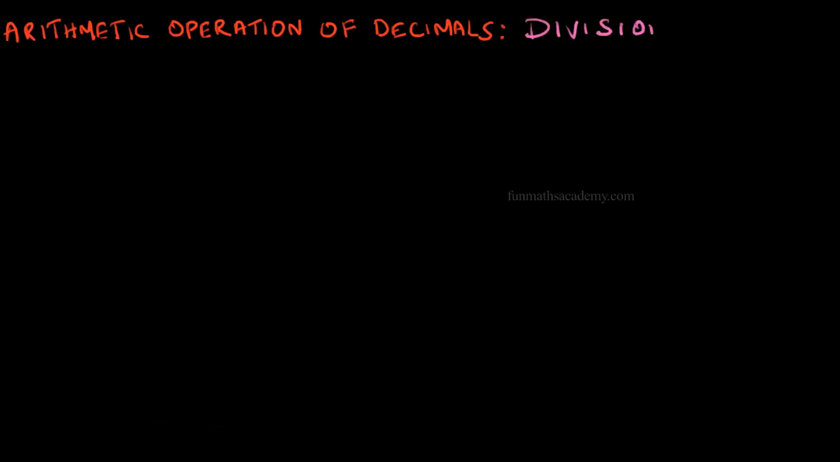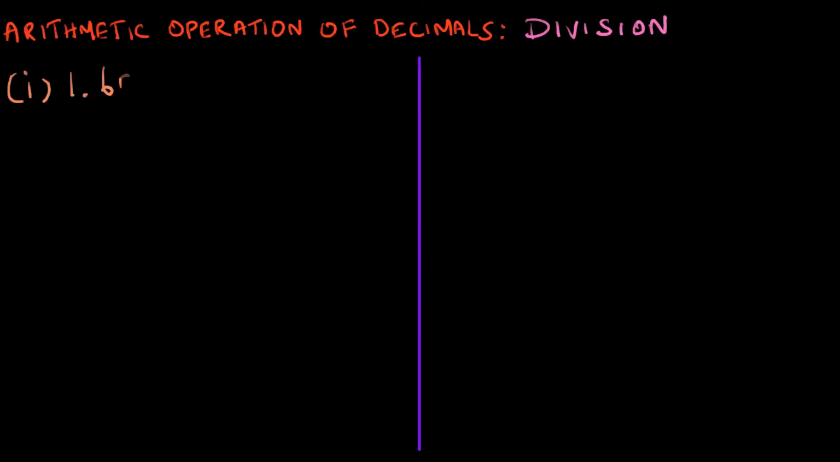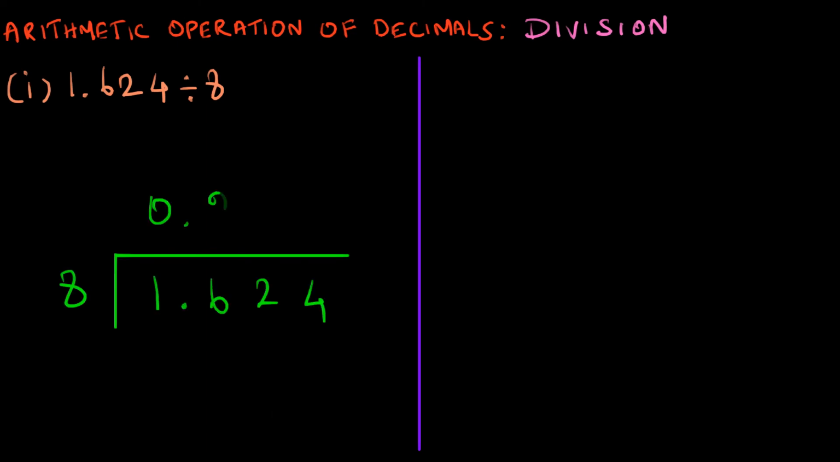Next is decimal division. Now, if the dividend is a decimal number and the divisor is a whole number, then it's not that hard to find the quotient. We need to follow the normal division method. But one thing to keep in mind is that the decimal point must be placed in the quotient such that it lines up with the one in the dividend, like this.